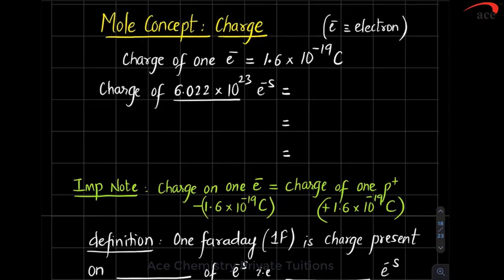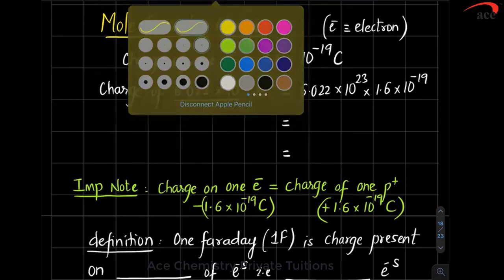Then what is the charge present on 1 mole of electrons? 1 mole of electrons means 6.022 into 10 to the power 23. Cross multiply. That is 6.022 into 10 to the power 23 multiplied by 1.6 into 10 to the power minus 19.